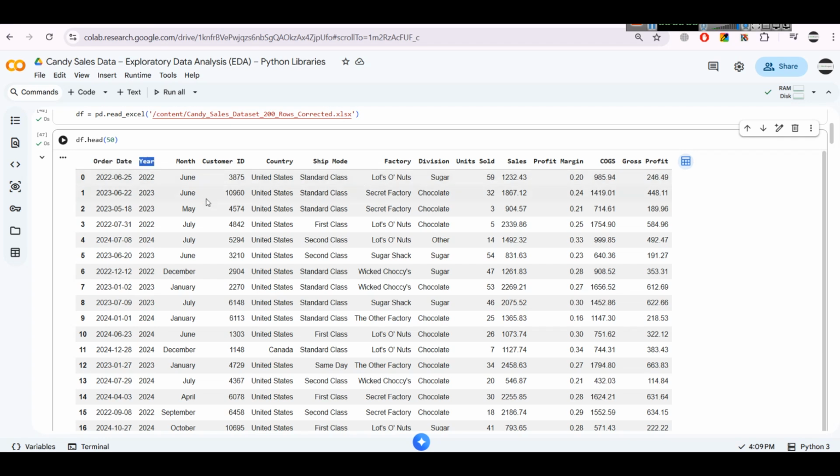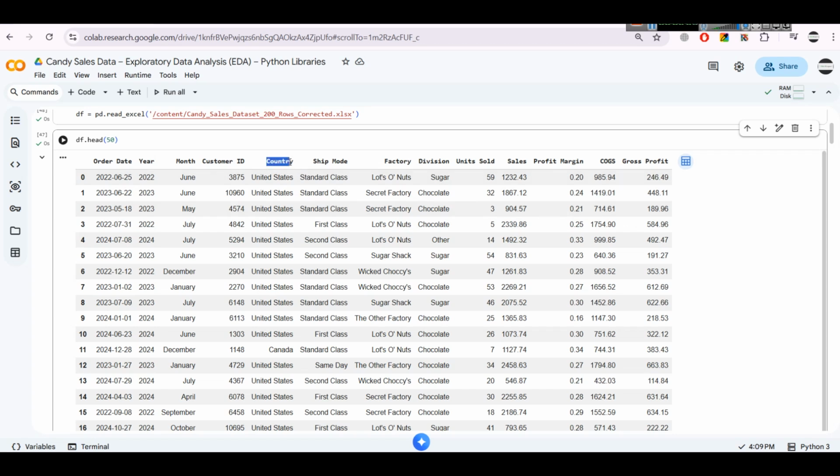Year. This column represents the year extracted from the order date. It helps in grouping and comparing sales performance across different years. Month. This column indicates the month of the order. It is helpful for identifying monthly trends, seasonal spikes, or slow periods in sales. Customer ID. This is a unique identifier assigned to each customer. It allows us to analyze customer behavior, repeat purchases, and customer-level performance.